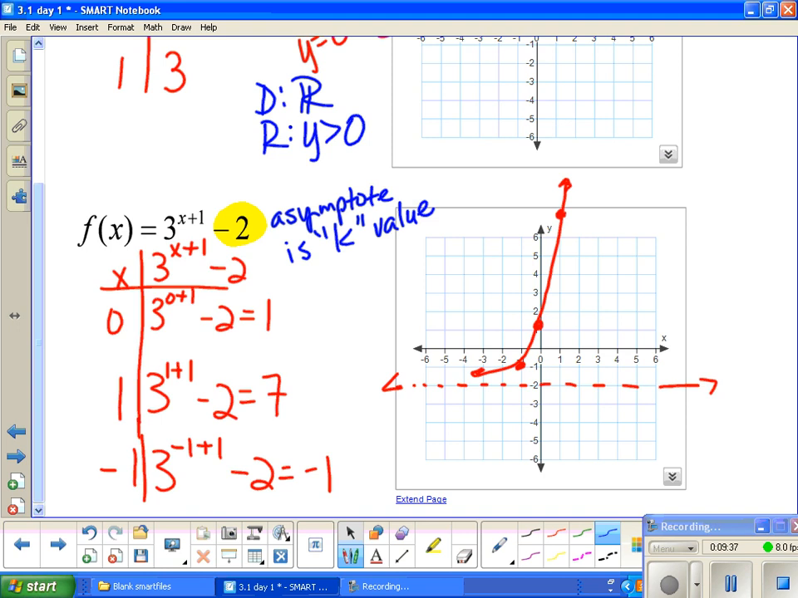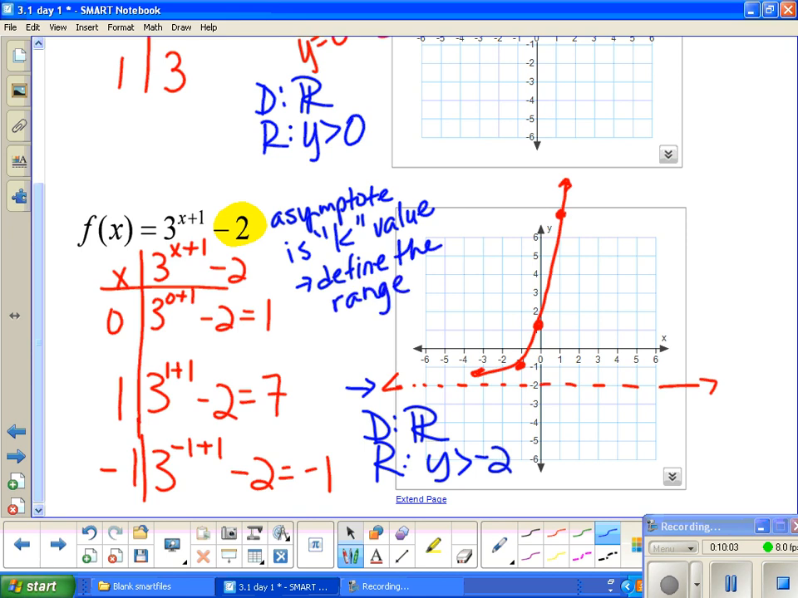Let's talk about the domain and range. Okay, so our domain, all real numbers. Well, my range, what's my k value? It was negative 2. It's right there. All my y's are greater than negative 2. So not only is the asymptote the k value, it helps define the range. Okay, so let's just talk about shifts now.